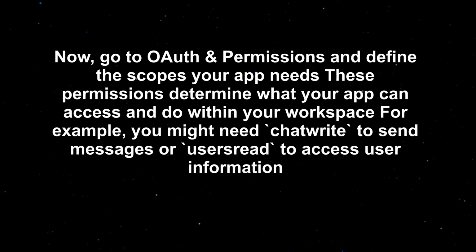Now, go to OAuth Permissions and define the scopes your app needs. These permissions determine what your app can access and do within your workspace. For example, you might need ChatWrite to send messages or UserThread to access user information.